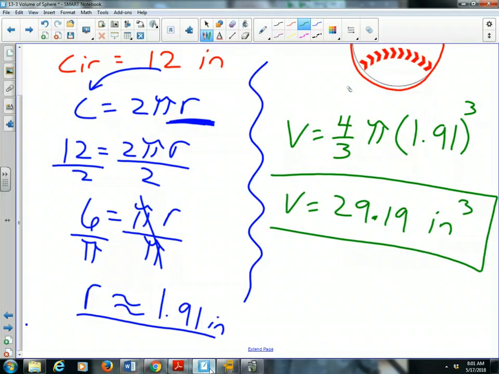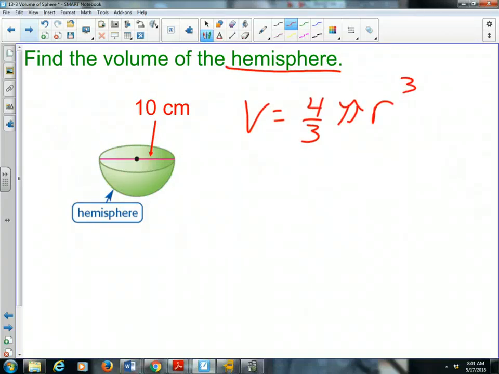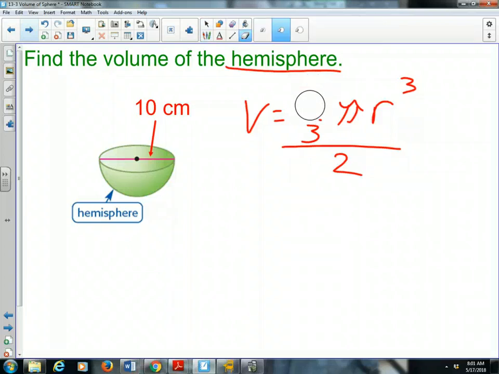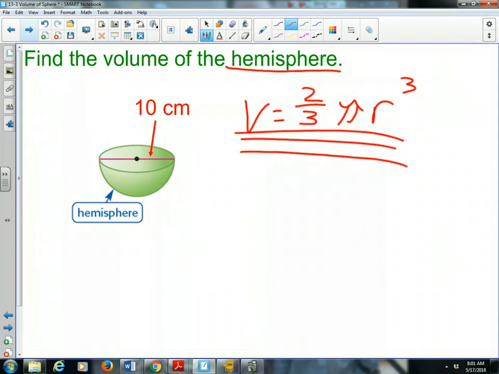Okay, let's try the next one. This one you'll notice is not a sphere, right? It is half of a sphere. And half of a sphere is a hemisphere. So what you could do, class, is take the volume equals 4/3 pi radius cubed and then cut it in half, because a hemisphere holds half of the volume of a sphere. Or you could say, what's 4/3 divided by 2? 4/3 cut in half is 2/3. So the volume of a hemisphere is 2/3 pi r cubed.